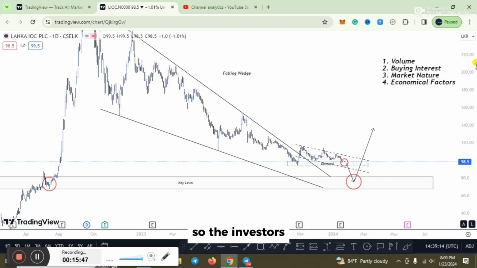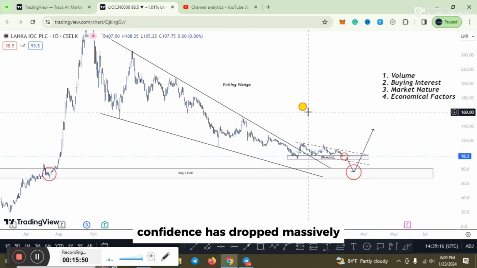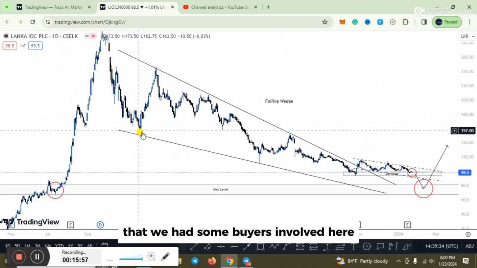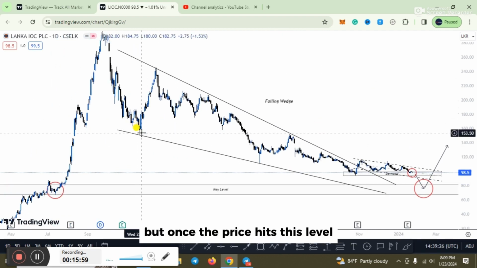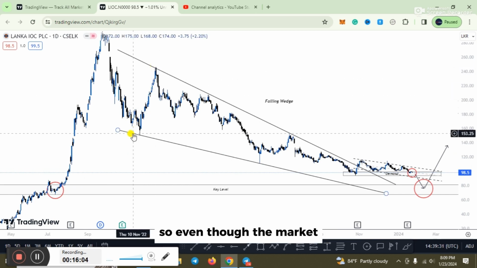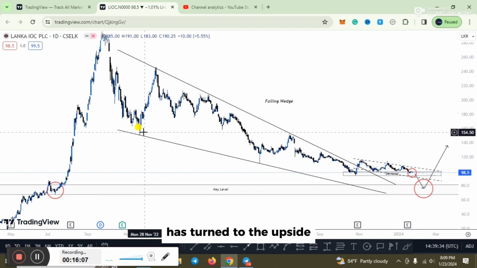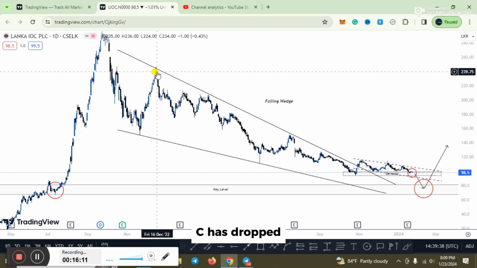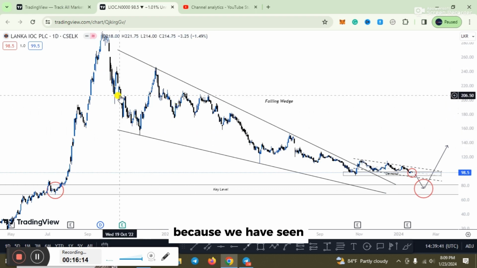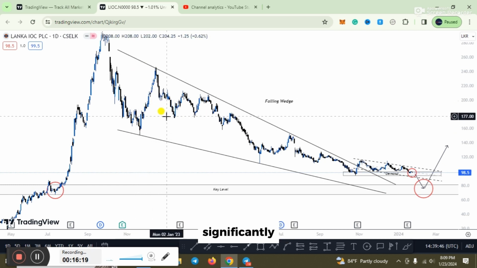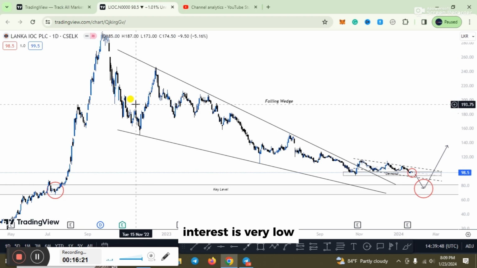So the investors' confidence has dropped massively, and also the buying interest has dropped massively. Even let's say that we had some buyers involved here, but once the price hits this level, we have seen a selling pressure. So even though the market has turned to the upside, we have seen the price of LIOC has dropped, because the market involvement has dropped significantly, and also the buying interest is very low.